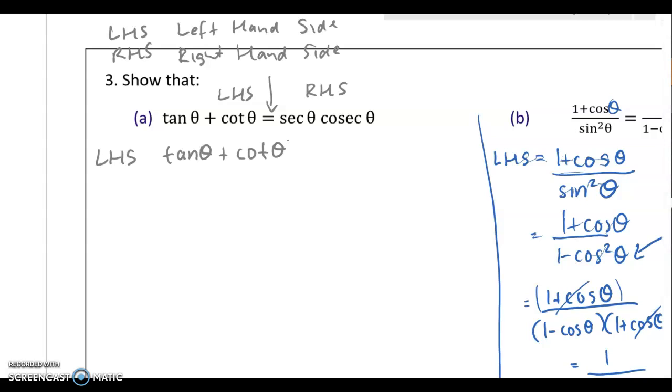Now, I know straight up that tan's sine over cos, and I know cot is cos over sine. So let's pop that in and see if that helps us out. And sometimes it can be a little bit of trial and error, playing around with them.